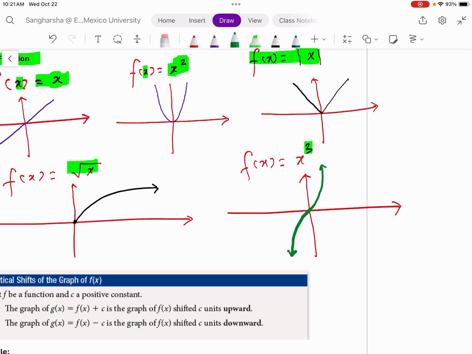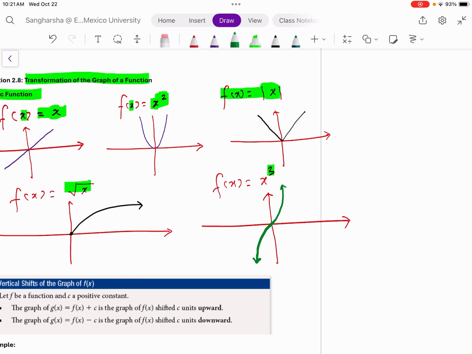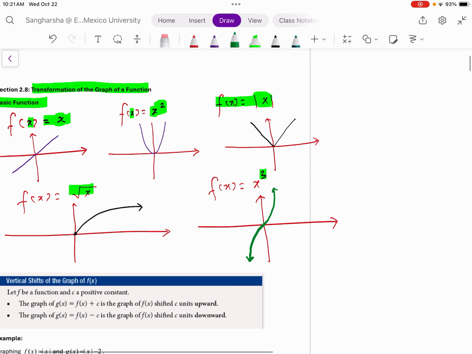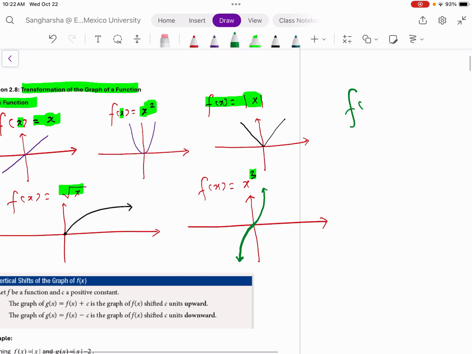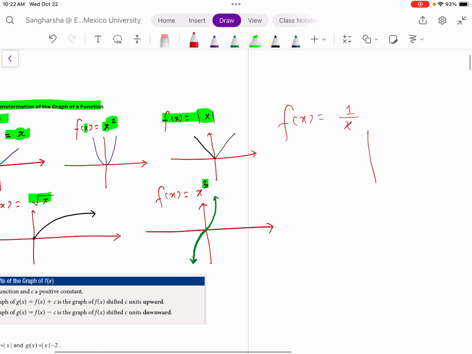Then the next type of basic function we will talk about here, which should be the last one, is a function f of x equal to 1 over x. What do we call this function? What is 1 over x? It is a rational function. So this is a rational function, and if we have a rational function, our graph looks like this.